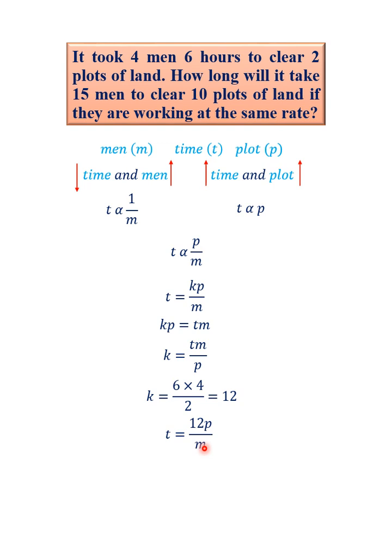Now back to the question. The question says 15 men clear 10 plots. How long? The time. So if we put the values here, T will be equal to 12 times 10, the number of plots is 10, divided by 15, the number of men, 15. So 12 times 10 over 15 gives you 8.